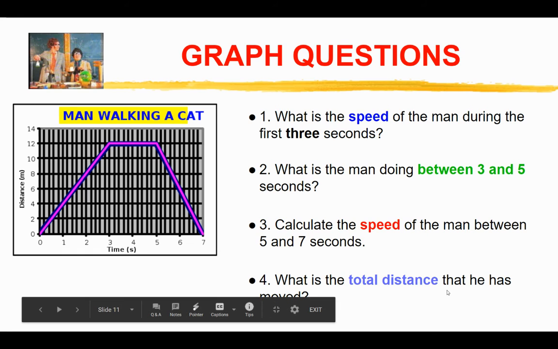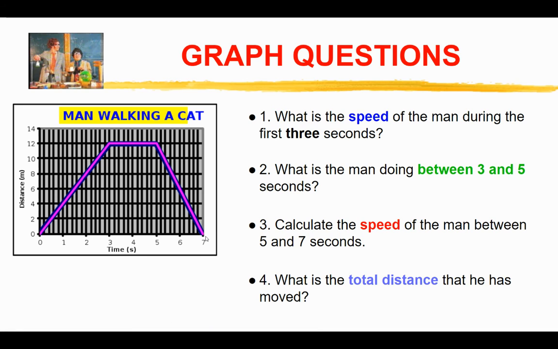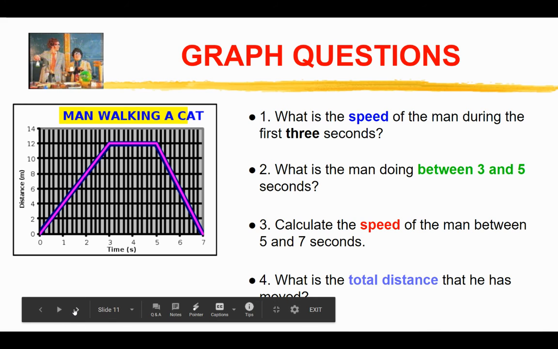What is the total distance that he moved? Well, from here to here, he moved 12, and from here to here, he moved 12. So that's how many meters? 24 meters. Very good.